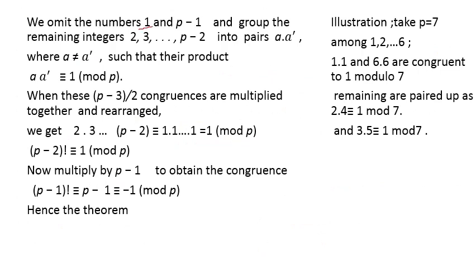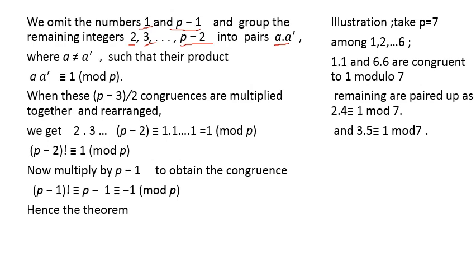Leaving these 1 and P minus 1, we have remaining P minus 3 integers, namely 2, 3, 4, etc., up to P minus 2. Each one is congruent to one of them, modulo P. So we pair them, A into A dash.